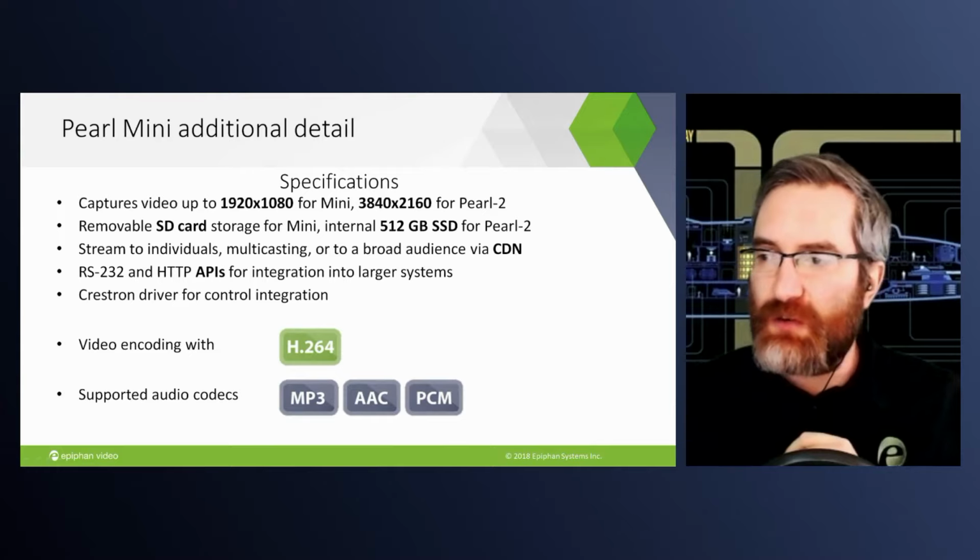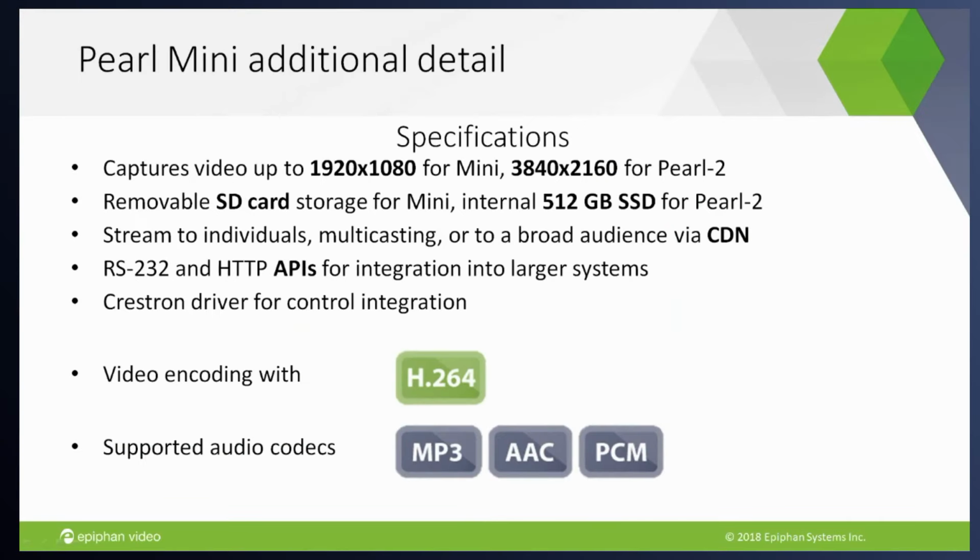Specifications, and this is going to answer one of the questions here about what codec is being used. So, quick summary of them: Pearl Mini can capture up to full HD. Pearl 2 could capture up to 4K when equipped. Pearl Mini records to an SD card. Pearl 2 records to the 500 gig SSD.